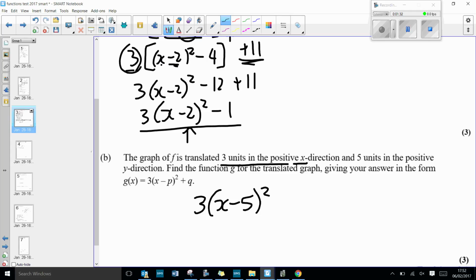And then if it's going 5 units in the positive y direction, it means that this value here on the end is increasing by 5. And remember that actually goes in the same direction. So negative 1 plus 5 gives us positive 4.